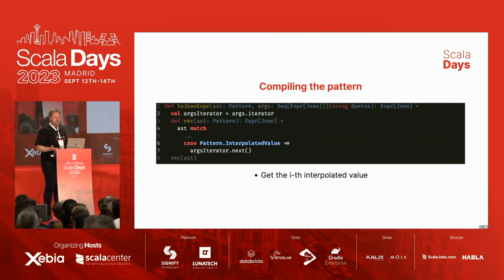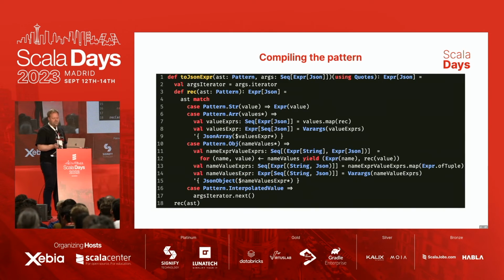And lastly, we need to handle the interpolated values. Because we know that the traversal order is the same as the argument order, and we know that we're going to see each interpolated value exactly the same number of times as the arguments, then we can just use an iterator and just ask for the next one. And basically, this is the full implementation of the compilation part.